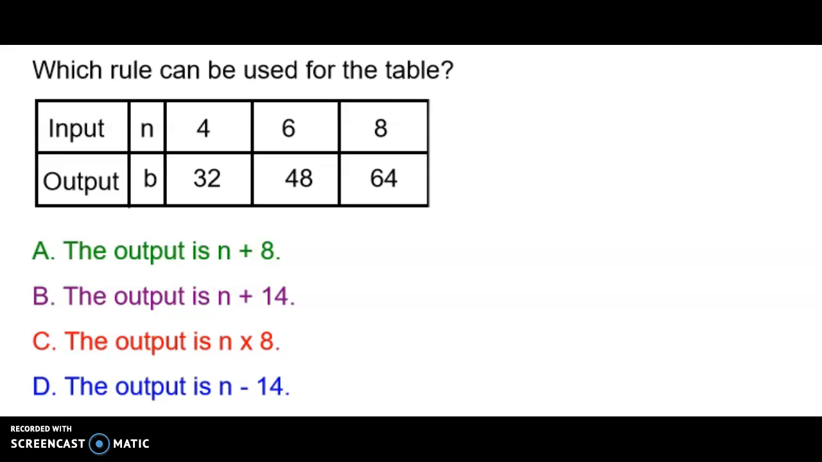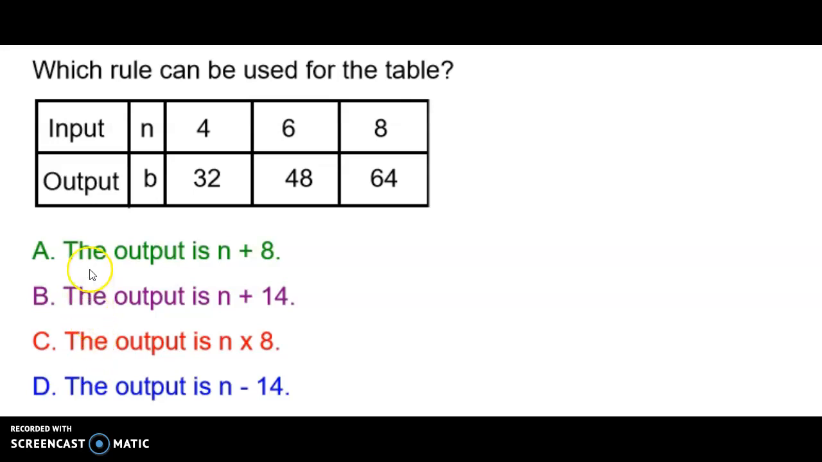So what we need to do to find the rule is we need to know the relationship between the input and the output. So what are they doing with the input, with that 4 or that 6 or that 8, to get the output number? Okay, so in this case, because they're giving us some answer choices, let's go ahead and do process of elimination. Let's try each one and see which one makes sense.